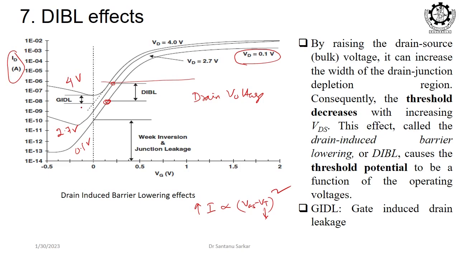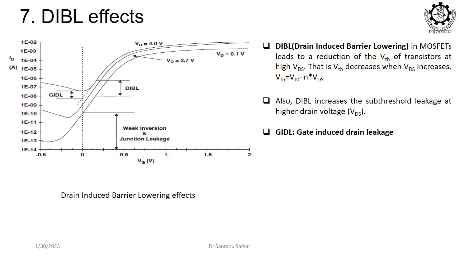Now, here you see when your gate voltage is less than 0, there is another effect that is called GIDL, gate induced drain leakage. When your gate voltage is positive and near about threshold voltage, then the DIBL effect is happening, right. When gate voltage is negative, another effect is happening, that is called gate induced drain leakage. In that case also you see that drain current is more. What is the reason for this?